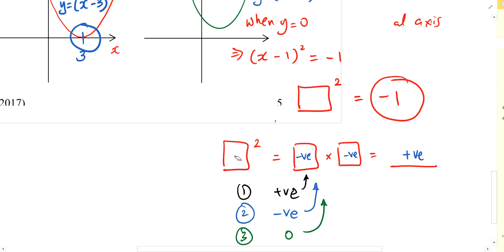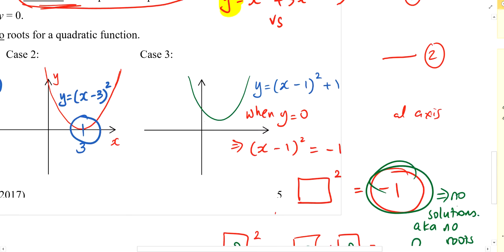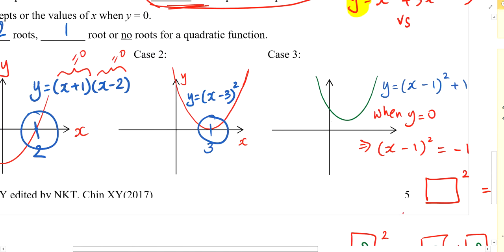And the last option, I've got a 0. So when you take 0 multiplied by 0, what do we get? 0, 0, 0, we get 0. Therefore, is it ever possible for us to get negative 1? It's not possible. So we say that there are no solutions, otherwise known as no roots. So in this case, we see that, hey, my x-axis does not intersect my graph. So no solution in case 3.